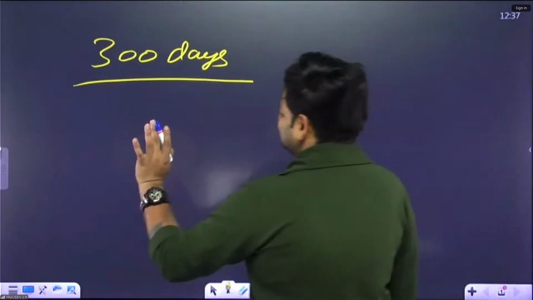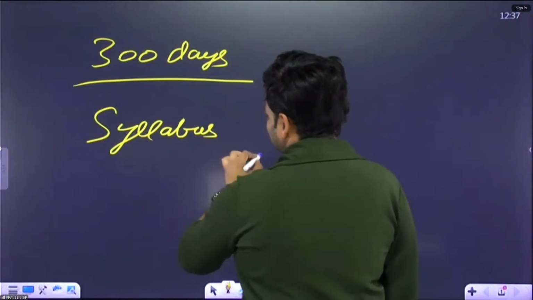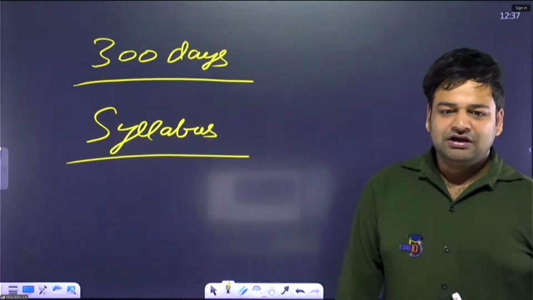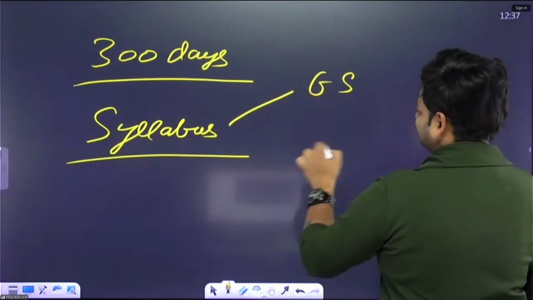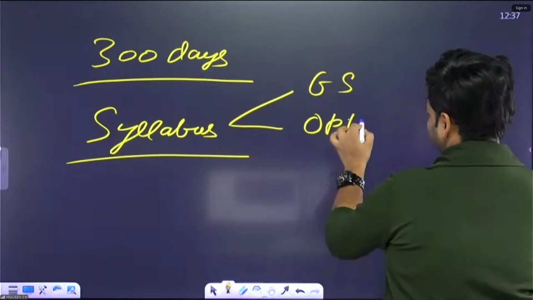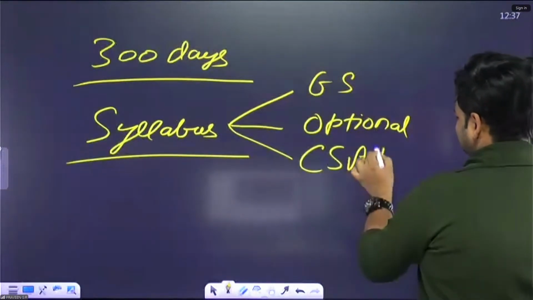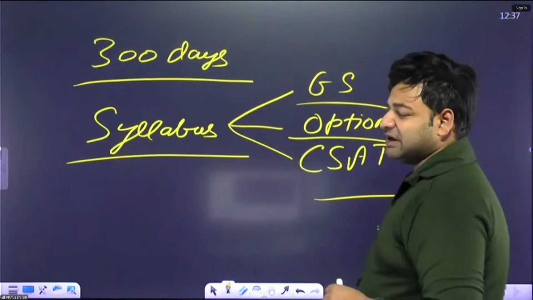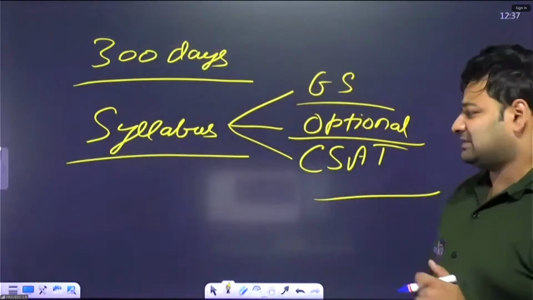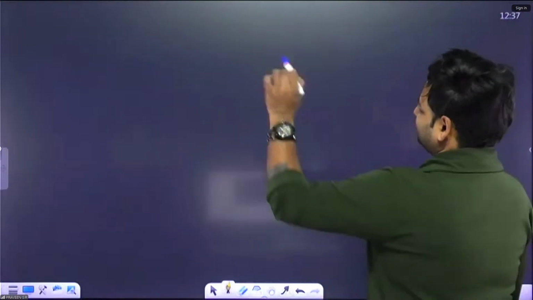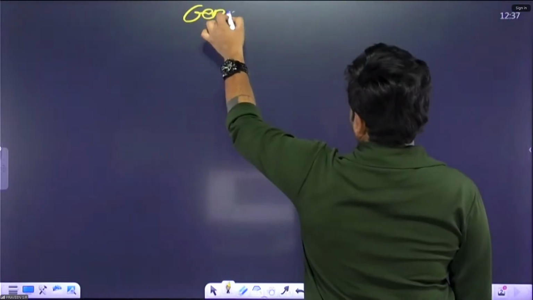Now, the first thing that I need to do is, let's mark and identify the syllabus. Obviously we know there are three parameters in our syllabus. The first one is general studies. The second one is your optional. Along with optional and general studies, we have also got the CSAT, the Civil Services Aptitude Test. So these are the three dimensions of our syllabus. Let's understand each subject of general studies, the GS subjects.